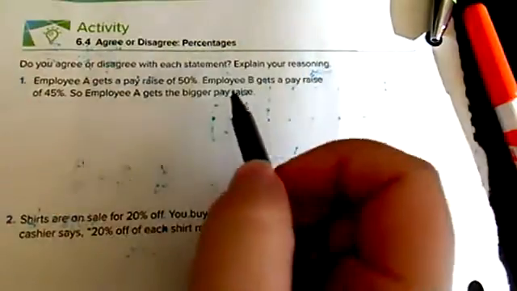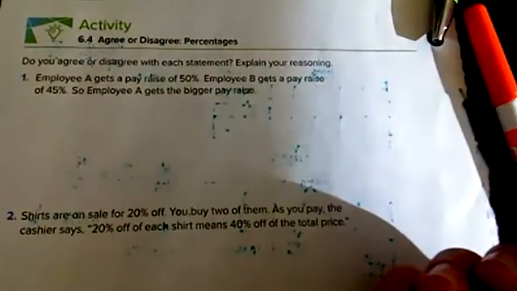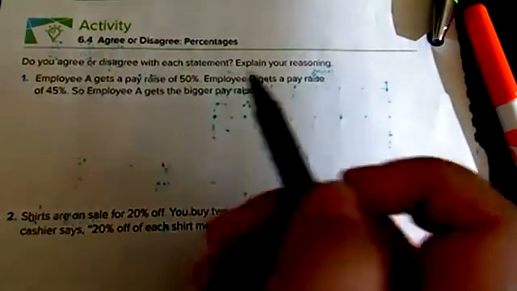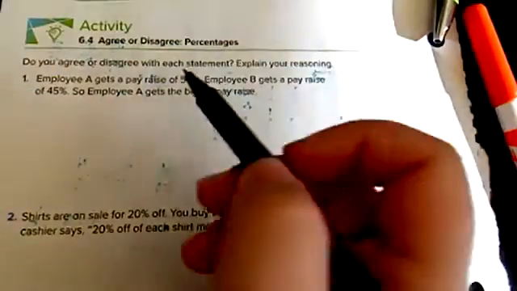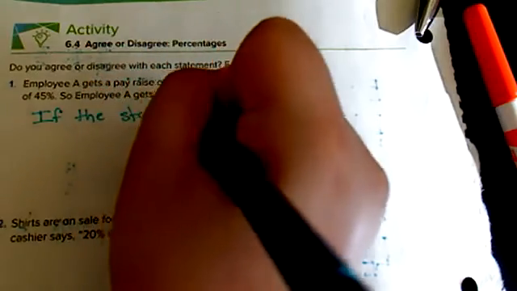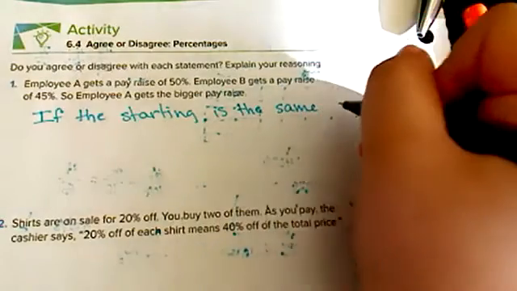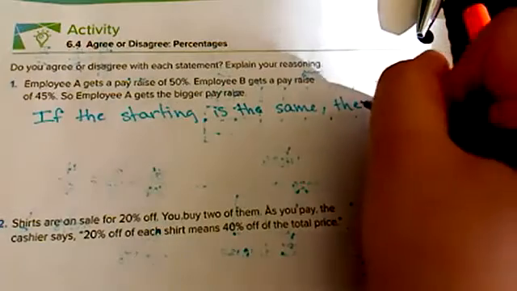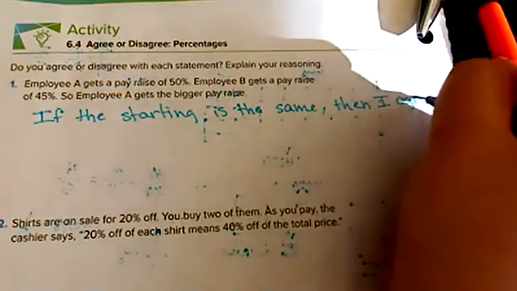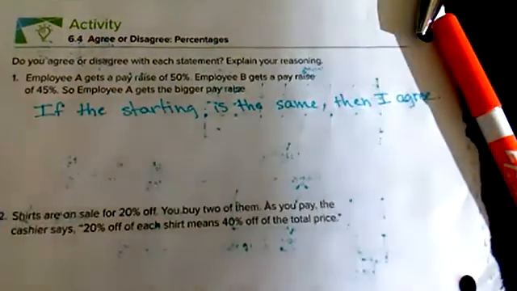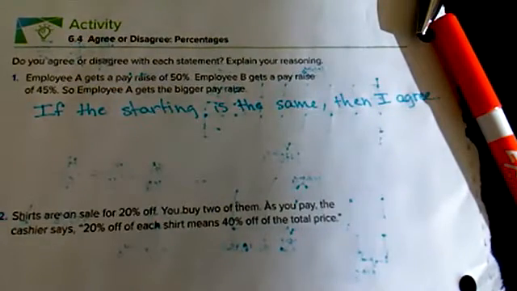Well, if they make the same amount of money, so say they both make $8 and one gets 45% and the other gets 50%, then employee A would make more money. So if the starting pay is the same, then I agree. But what if it's different? What if one person makes $6 an hour and the other person makes $8 an hour?